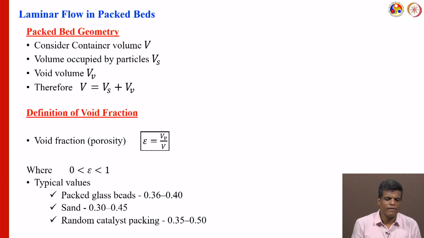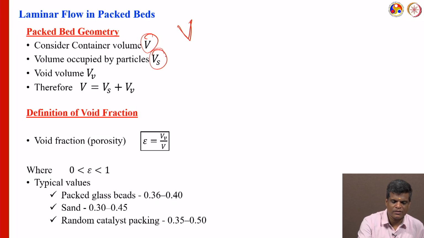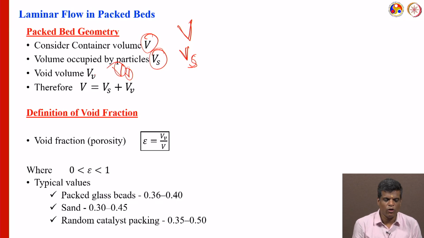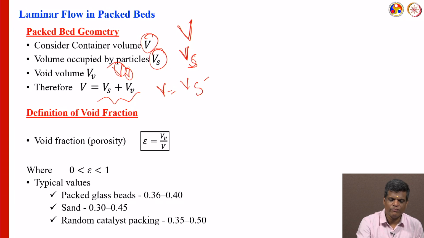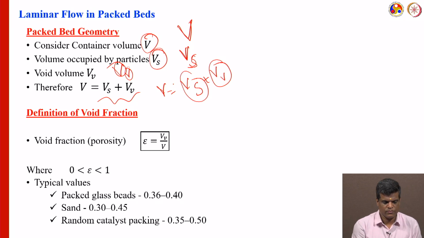Now we will discuss the packed bed geometry. There is a container volume, that is V. We always write V for the total volume. Then the volume occupied by particles, Vs, and then the void volume, Vv. So, if I ask what the total volume is, the total volume is the summation of the void volume Vv and the volume occupied by the particles.